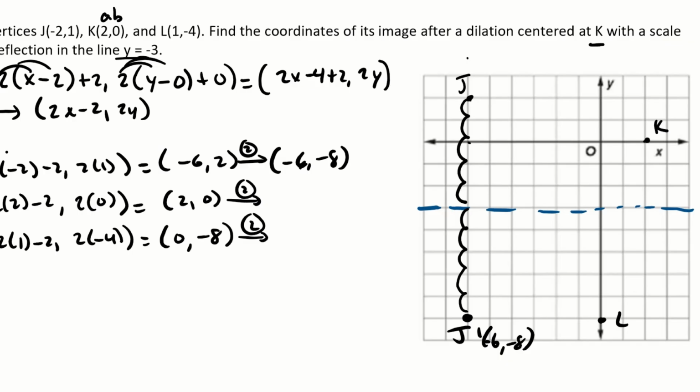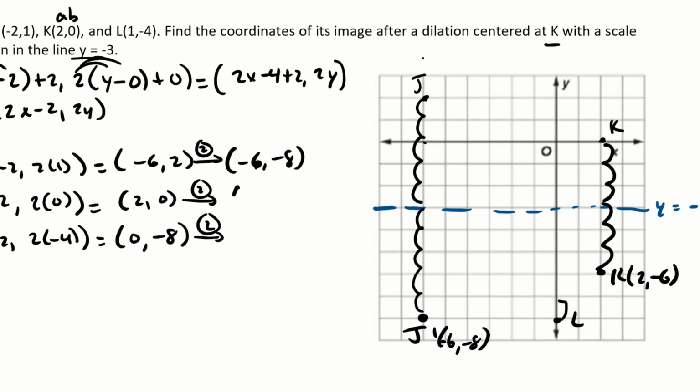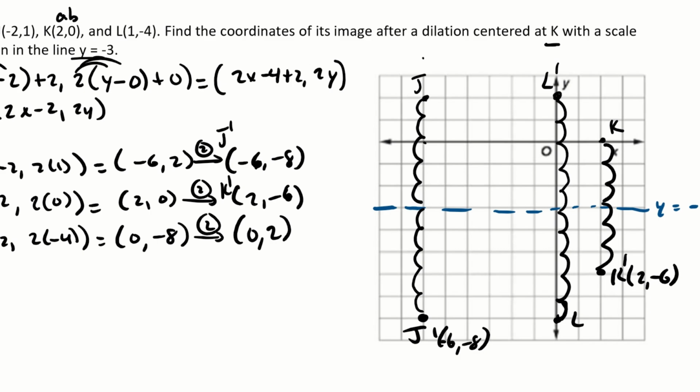All right, and then let's do K. 1, 2, 3, 1, 2, 3. It's got to be reflected. So K is going to be 2, comma, 4, 5, 6, 2, comma, negative 6. It appears. Okay. There you go. And then L is 1, 2, 3, 4, 5. 1, 2, 3, 4, 5. That's L prime. All right, so L prime is going to be 0, comma, and then it looks like 1, 2. All right, there you go. So this is J prime, K prime, L prime. This is your answer right here.